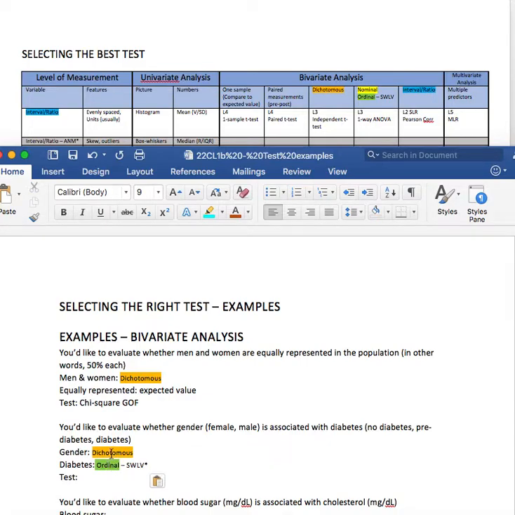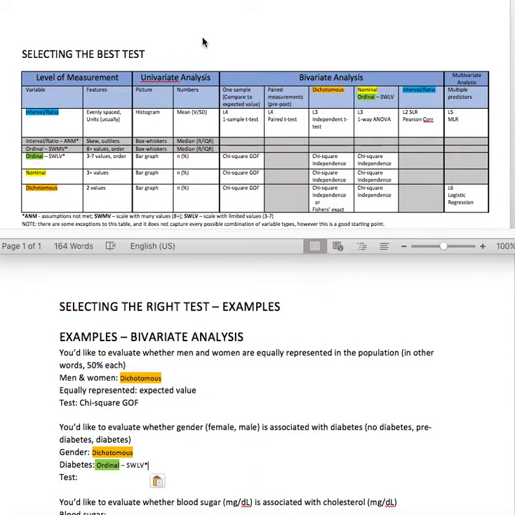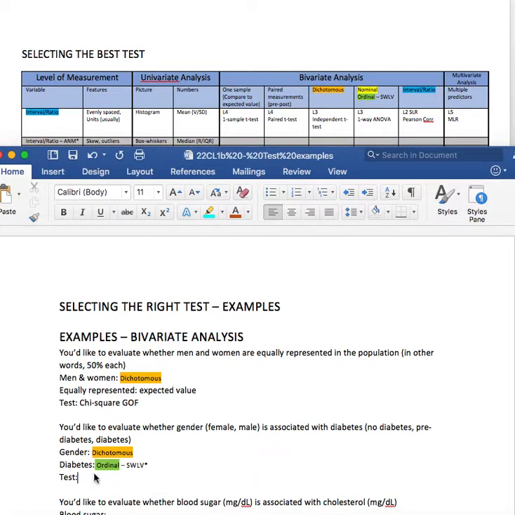And because we have dichotomous by ordinal, then we would go here to our dichotomous row, and we go over here to ordinal. And either way, even if you start with ordinal and go to dichotomous, or you start with dichotomous and go to ordinal, all of those possible scenarios where we have two categorical variables, this is going to be your chi-square test of independence.